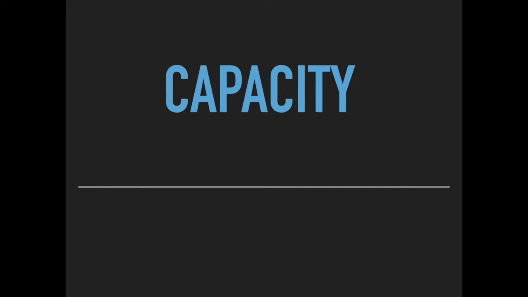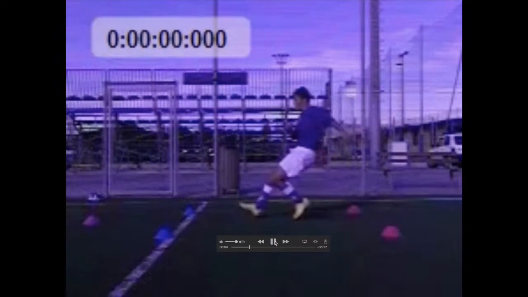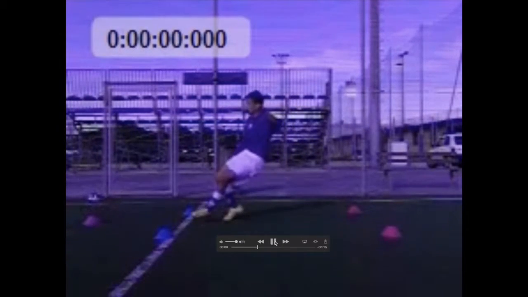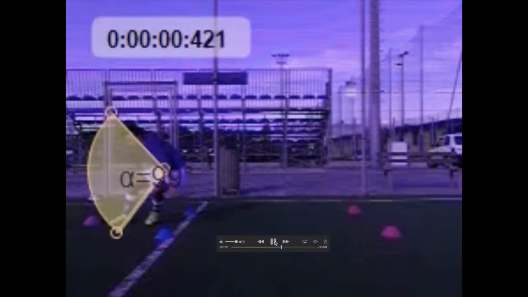Now we are going to analyze two CODs, where it's possible to see how a lack of capacity affects its output. In the next videos, two athletes were required to perform a COD in 1 meter. In this video, the athlete shows difficulty maintaining a vertical position of his core. He spent about 7/10 of a second to perform the COD.